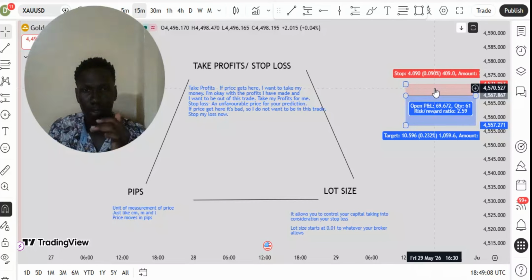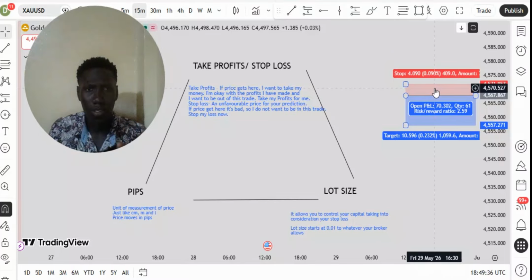The normal lot size starts from 0.01. That's what most brokers use, depending on the account you install. You have 0.01. So you multiply 0.01 times the 409, then you multiply by 10. 10 is like a constant because the pip value is $10 per pip.